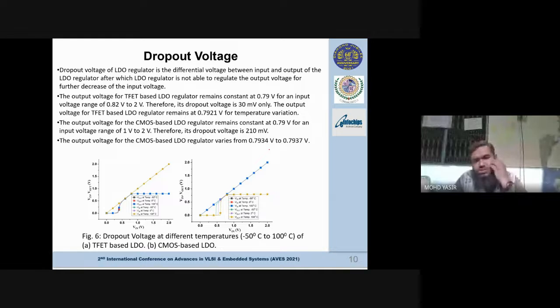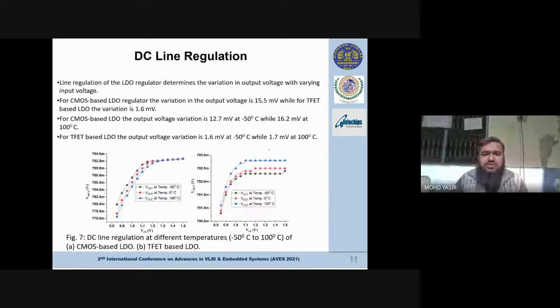The output voltage, on the other hand, for a CMOS based LDO regulator remains constant at 0.79 volts for an input voltage range of 1 volt to 2 volt. Therefore, its dropout voltage is 210 millivolts. Output voltage for CMOS based LDO regulator varies from 0.7934 volts to 0.7937 volts for the same temperature variation.